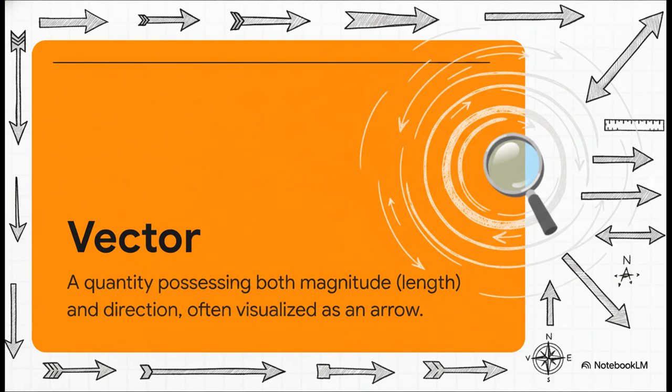It's got a size, what physicists call magnitude, and it's got a direction. And honestly, the easiest way to picture one is just as an arrow. The length of the arrow tells you how big it is, and the way it points tells you its direction. Simple as that. This arrow is our basic word.